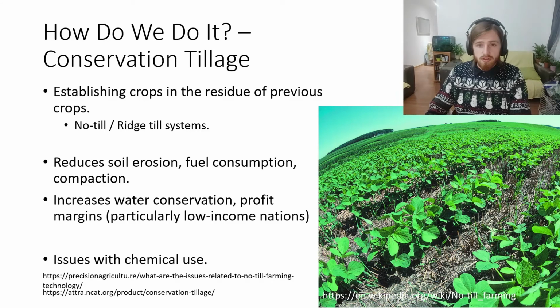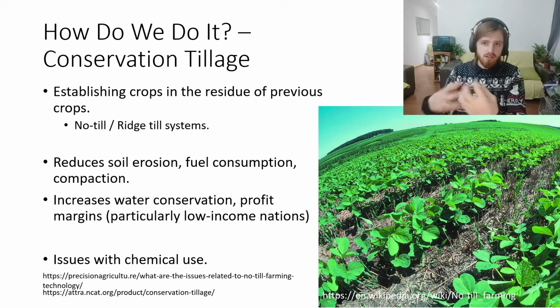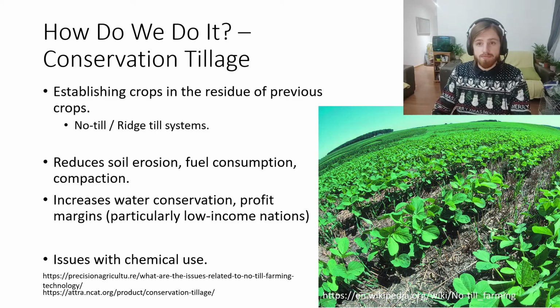So how do we do it? Conservation tillage is an option. That involves not tilling the soil, instead just leaving last year's crops on the soil to protect it as a kind of barrier from the elements. This reduces soil erosion, and your fuel consumption because you're not ploughing it, which reduces your costs, and it increases water conservation. As this material decays, it also increases the nutrients in the soil as well.